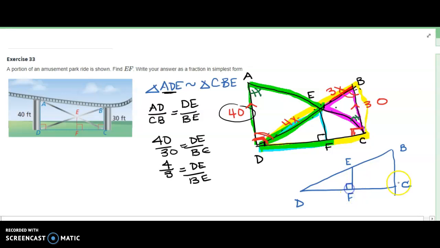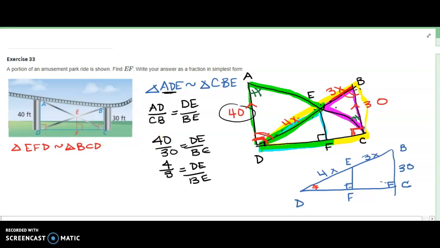And I know I have a right angle and a right angle. I know this is 30 feet, and this is 4x, and this is 3x. Okay, so both of these have a right angle, but they also share angle D. Okay, so I can say these triangles are similar by the angle-angle similarity theorem. So I can say that triangle EFD is similar to triangle BCD by the angle-angle similarity theorem.